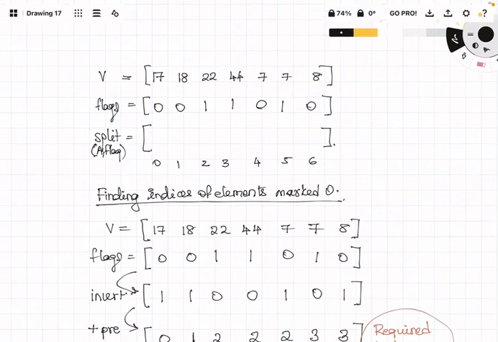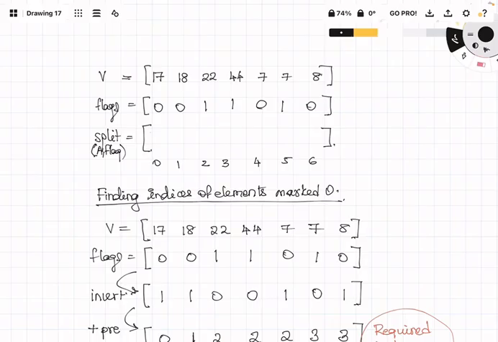Hi guys, so I'm recording here the solution of how to implement split using parallel prefix sum. So we are given a vector v of numbers. In this case, the vector consists of 7 numbers: 17, 18, 22, 44, 7, 7, and 8. And they're just arbitrary numbers.